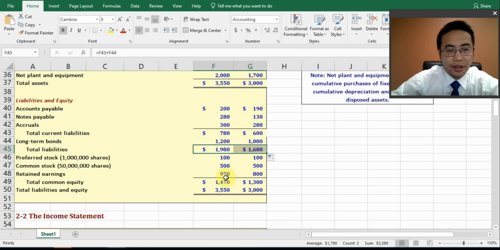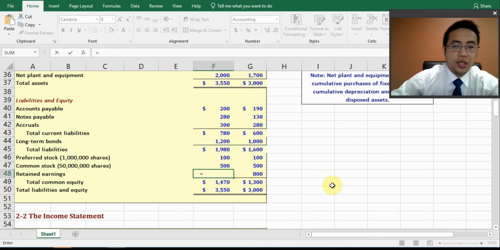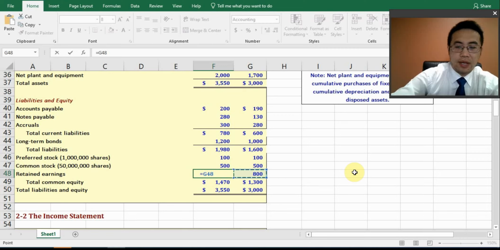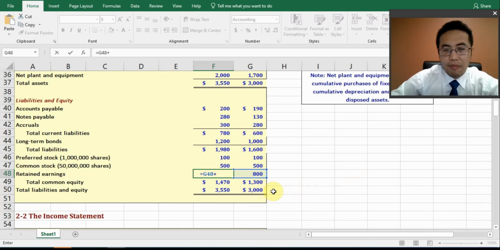And for retained earnings of 2016, the newer year, it should equal the old retained earnings plus the net income minus dividends.